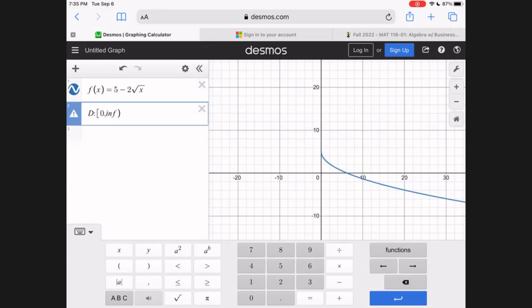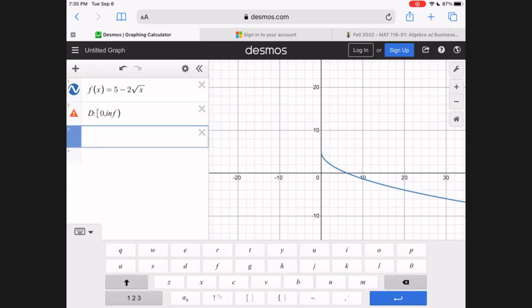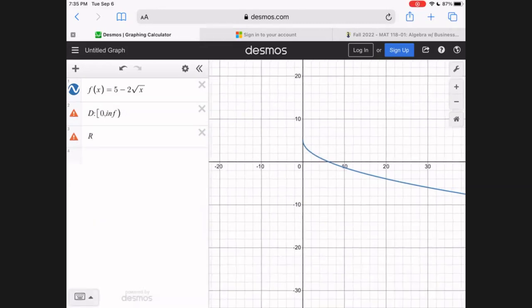But you'll notice, what about the range, right? In this case, it looks like it's starting at this high point here at 0, 5, and then what? Everything below 5 I'm including because it's going downward. So your range will be, I have everything at 5 and below. So that would be negative infinity to 5.